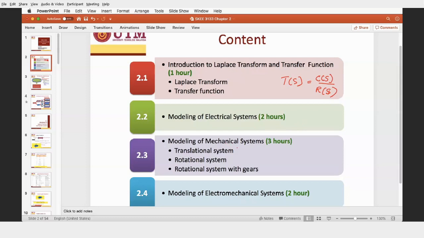And then modeling in mechanical systems. We have the translational system, translational meaning in the XY direction. The rotational system is rotation in angle, related to the angle by which we rotate the system. So we try to get the model of a rotational system with gears. When we try to increase the torque of the system to get the force, we must use gears, such as bicycle gears and car gears. This is the function of gears, to increase the torque of the system.